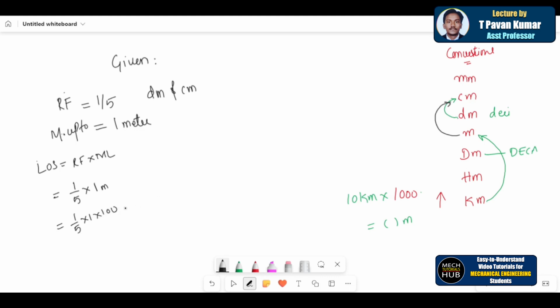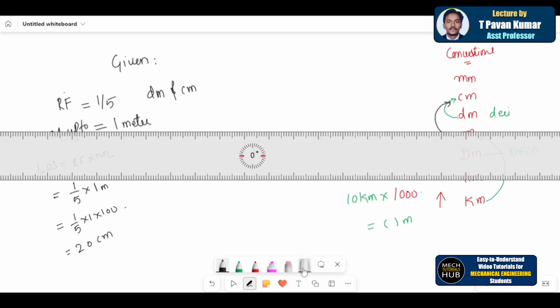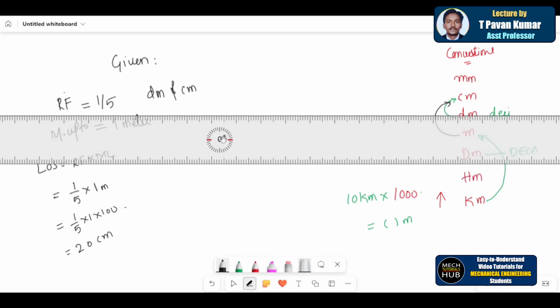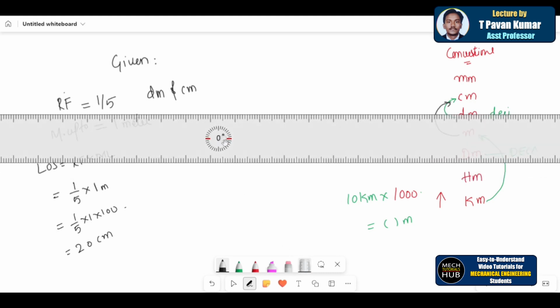Alright, so finally, if I calculate, I'm going to get 20 centimeters. Now 20 centimeters is very easy to draw. Let me take the scale. Okay, then let me draw a length of 20. I'm considering some point somewhere here or else here for your understanding. From this length to this length, let me take this distance as 20.